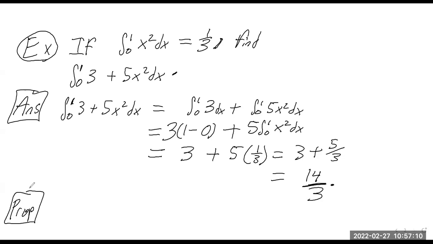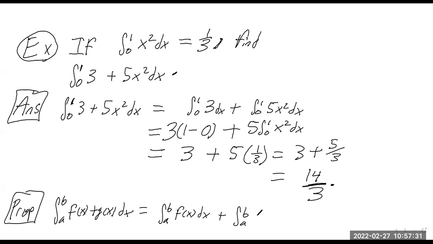So the properties that we used here are that if we have two Riemann integrable functions f and g on an interval a to b, then the integral of f plus g is the same thing as the integral of f plus the integral of g. Now that's not the only property I used. There's one more I'm going to put on the next slide.